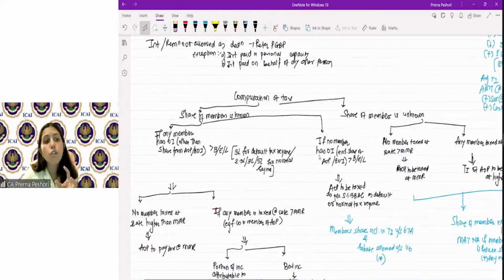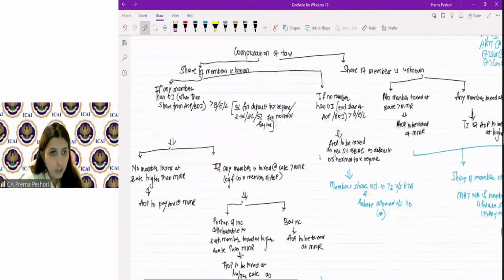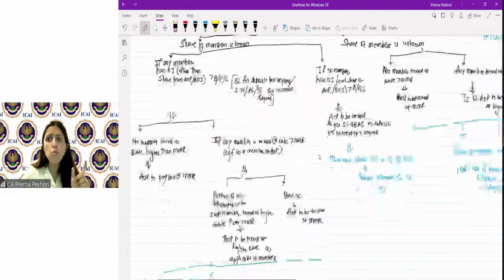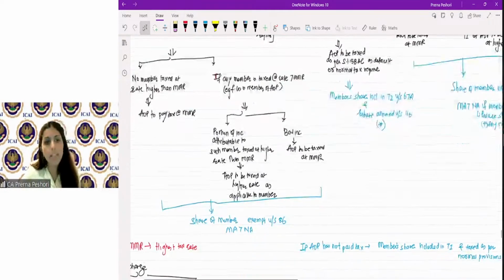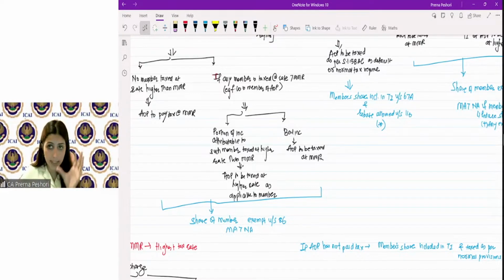Okay. Now, computation of tax, if the shares of the members is known and if any member has other income greater than the basic exemption limit, then in that case, the AOP is to be taxed at MMR. And if any member has the tax rate higher than MMR, then the portion of that member to be taxed at that higher rate and the balance income to be taxed at MMR. But in both the cases, AOP is to be taxed and the share will be exempt in the hands of the member under 86. And on that, we had seen the MAT. This is to be excluded from the book profits while calculating the MAT, right?